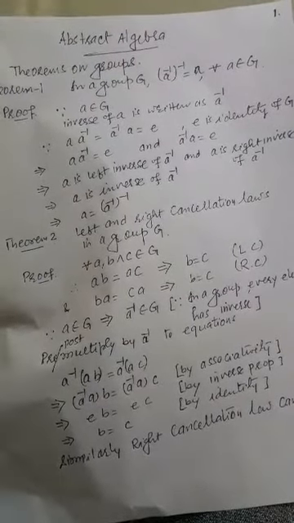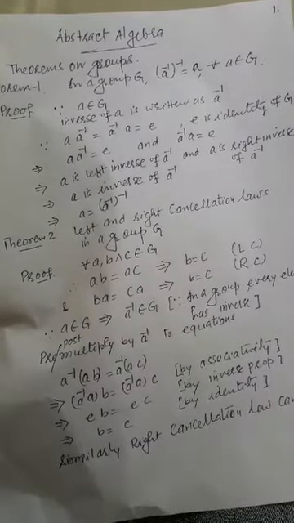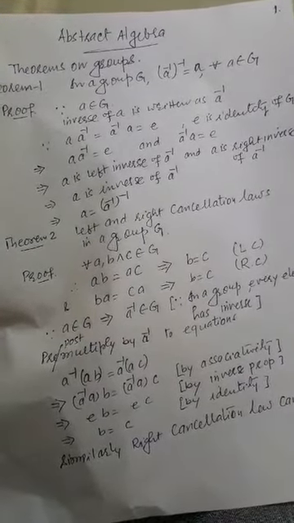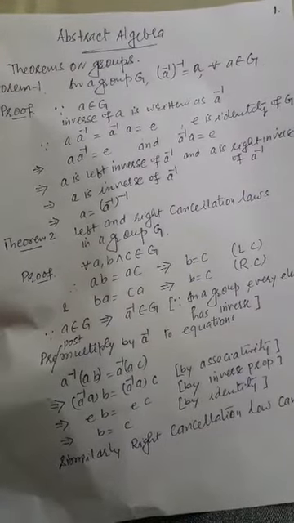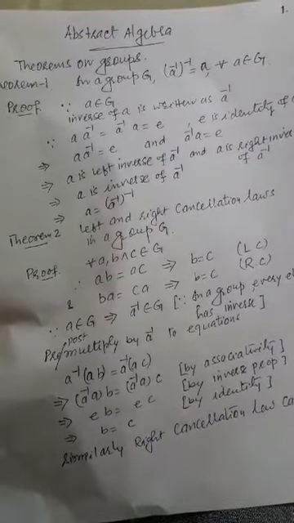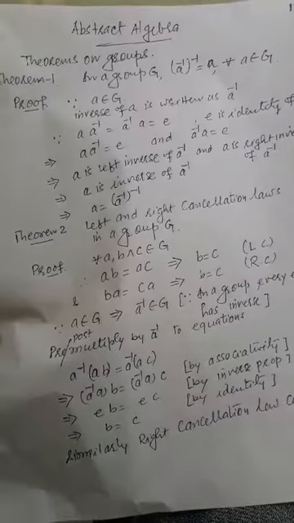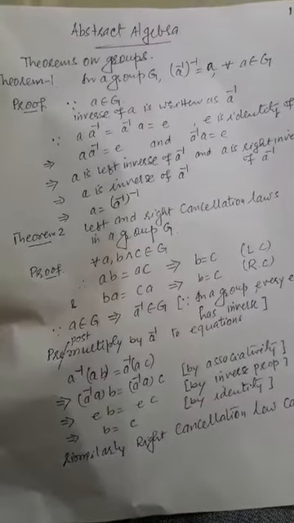So we can say the left and right inverses of a minus 1 are the same. So a is the inverse of a minus 1. Symbolically, we write the inverse of a inverse is a. So this is a complete proof of the theorem.